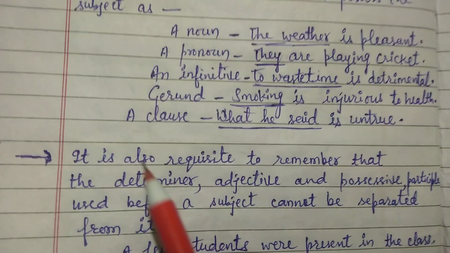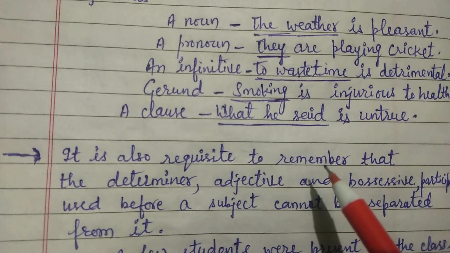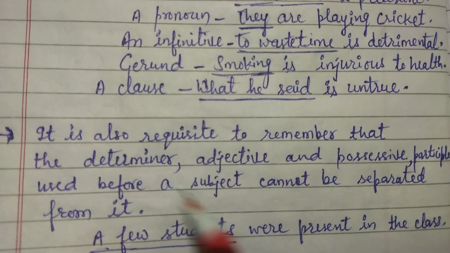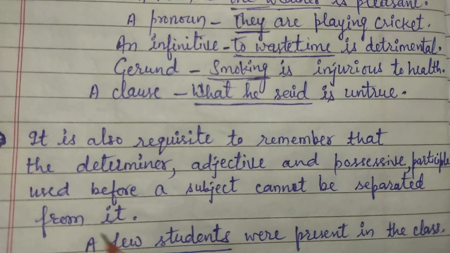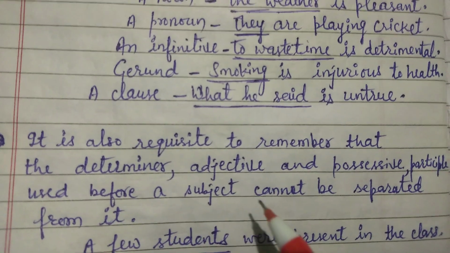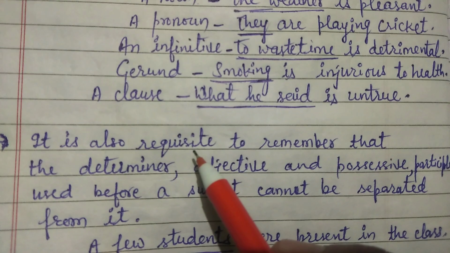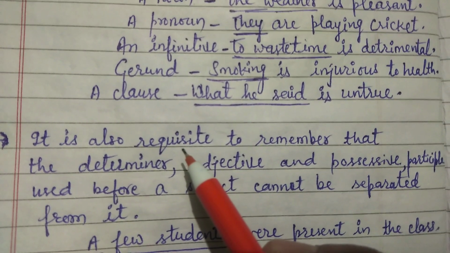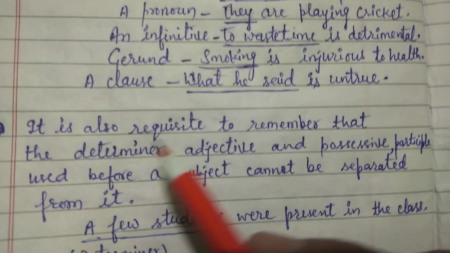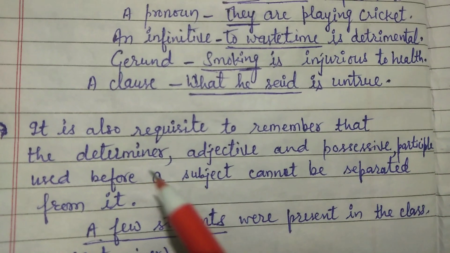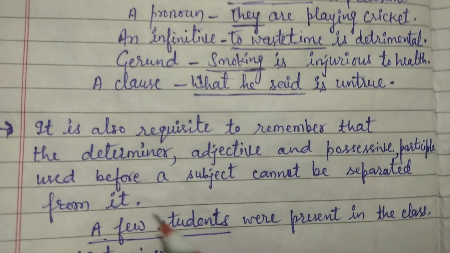It is also requisite to remember that the determiner, adjective, and possessive or participles used before a subject cannot be separated from it. Here the word requisite is written. It means required, indispensable, inevitable. It is also necessary to know that a determiner, adjective, possessive, or participle used before a subject cannot be separated.